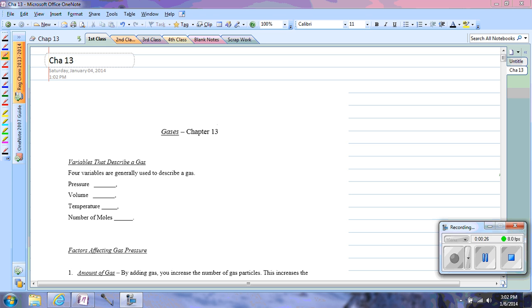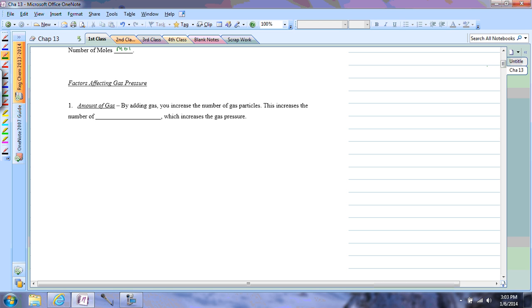So variables that describe a gas, there's four variables. Pressure, which we measure in kilopascals. Volume, which we measure in liters. Temperature, which we measure in Kelvin. And moles, which is given the always exciting abbreviation mol. So not much of an abbreviation there.